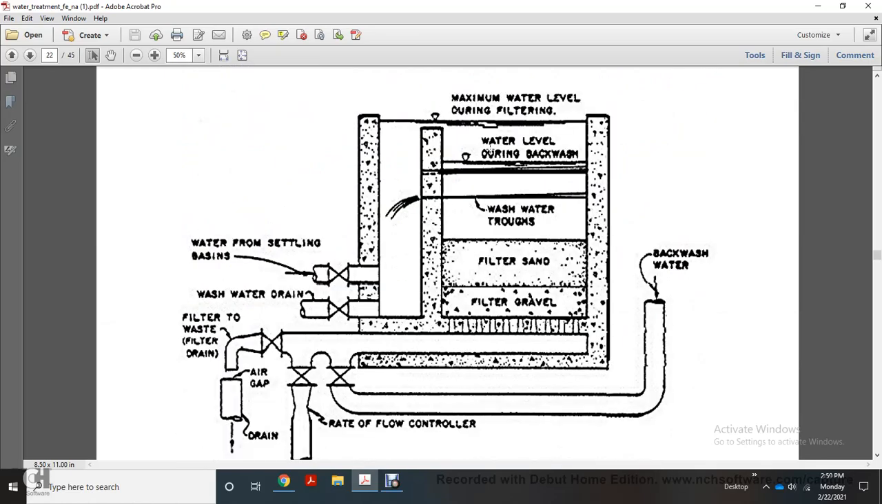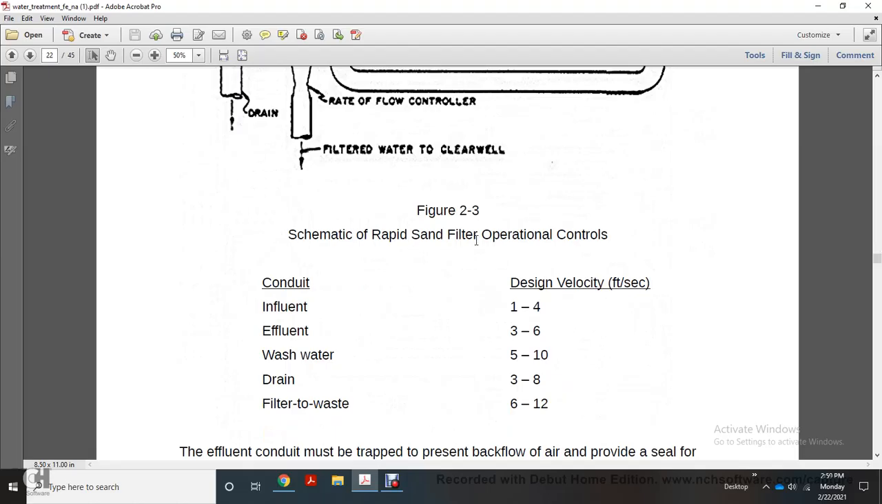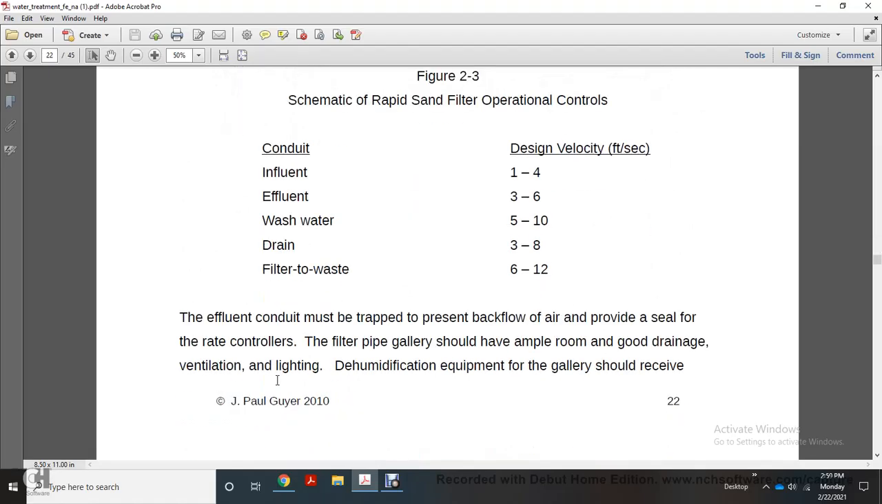Our maximum water level, the water level during backwash. Water level through the troughs, filter sand, filter gravel, water settling basins, water drain, filter to waste, filter drain, air gap drain, flow control, backwash water, filtered water to clear well. Schematic of a rapid sand filter operation controls: influent 1 to 4, influent 2, 3 to 6, wash water 5 to 10, drain 3 to 8, filter to waste 6 to 12, and that's feet per second.